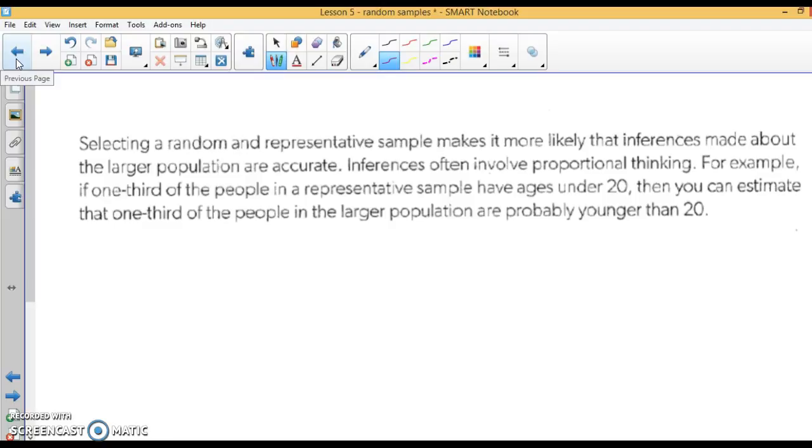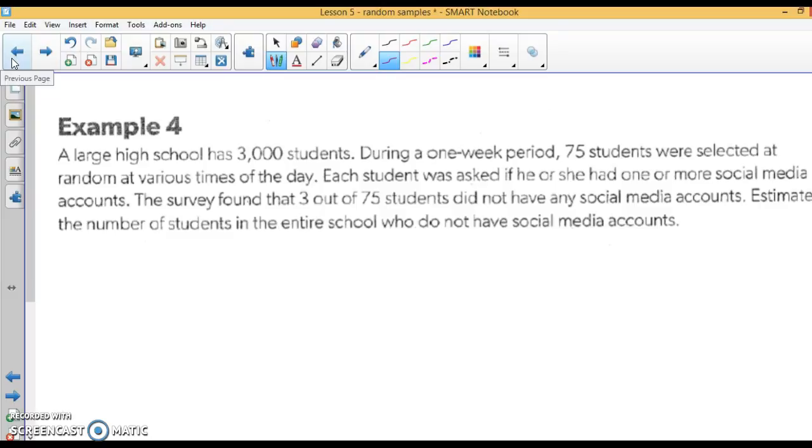All right. Selecting a random or representative sample makes it more likely that the inferences made about larger populations can be accurate. Inferences often involve proportional thinking. For example, if 1/3 of the people in a representative sample have ages under 20, you can estimate that 1/3 of the people in the population are probably younger than 20. So, a large high school has 3,000 students.